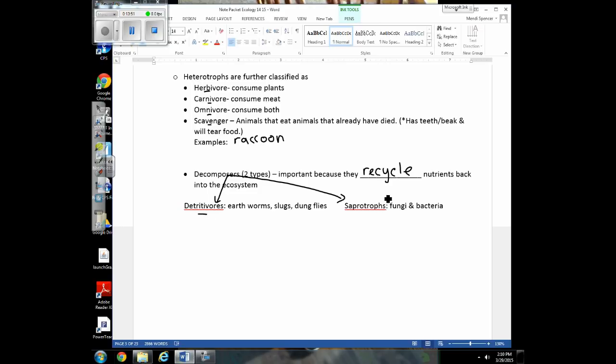And then when we're talking about the microorganisms that break down dead and decaying organic matter, we're talking about fungi and bacteria. Another big difference is that detritivores are going to be internal digesters, and the fungi and the bacteria are normally external digesters.